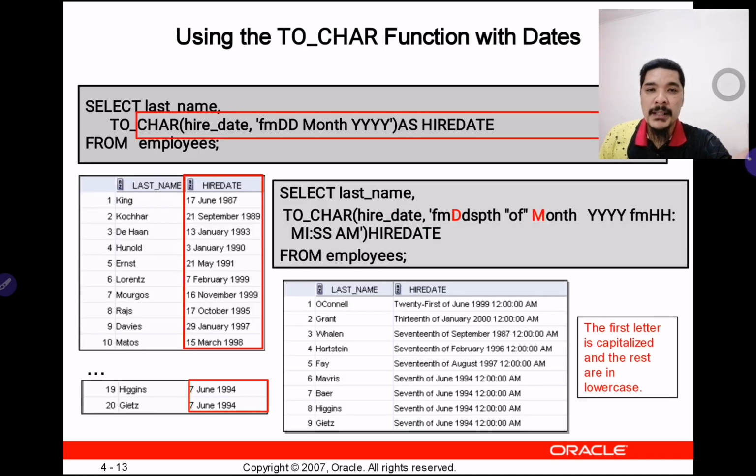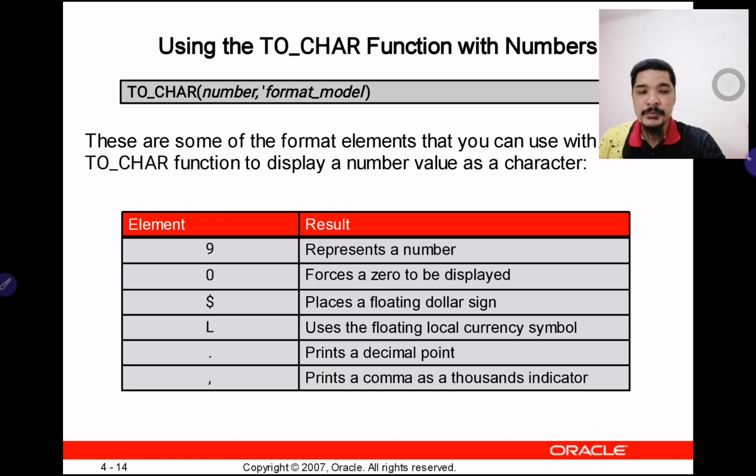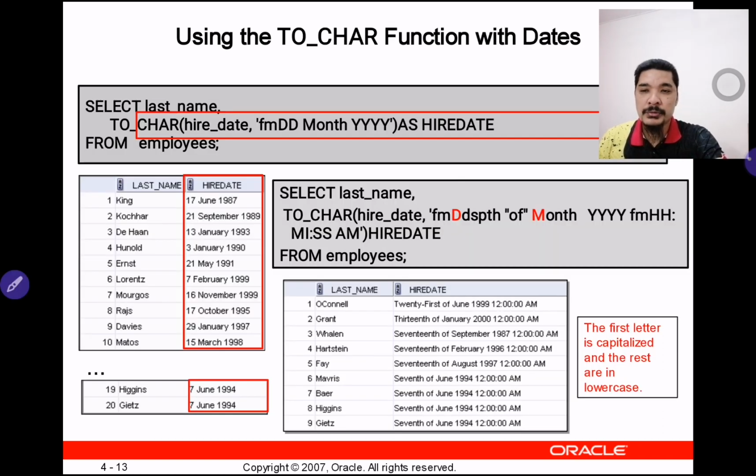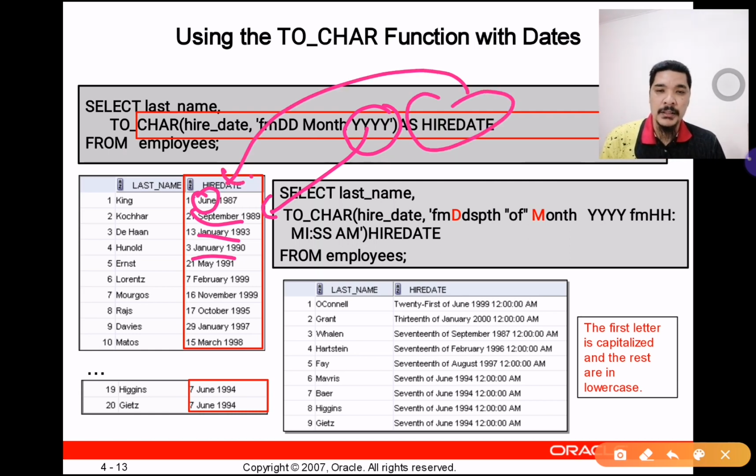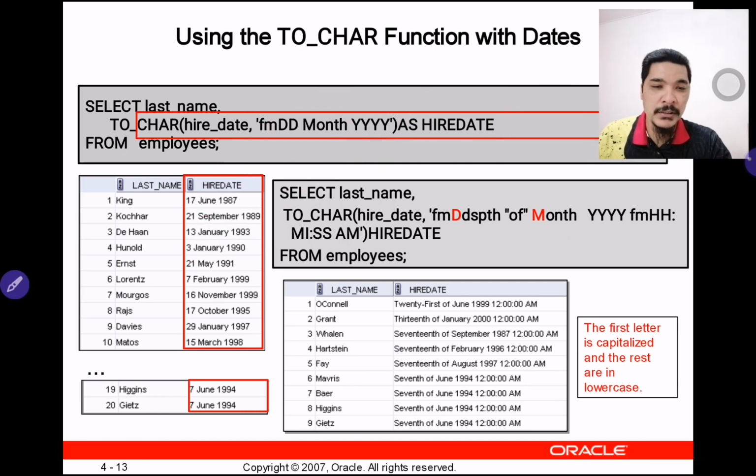Alright, so months, MONTH, are the full names of the months. Here we have JUN, June, September, January, and so on. And YYYY is the 4-digit number of a year. Alright, 1987, 1989, and so on. And "higher date" is the column alias here. Okay, so let's look into the other example here.